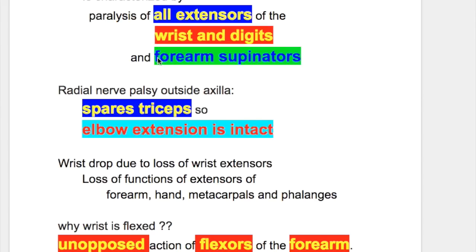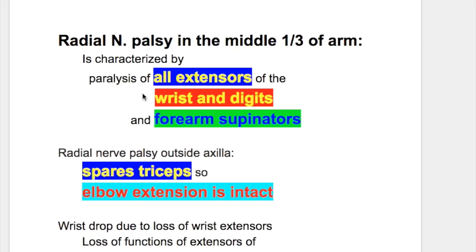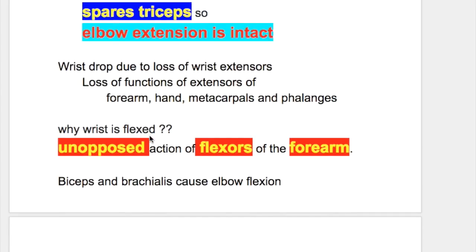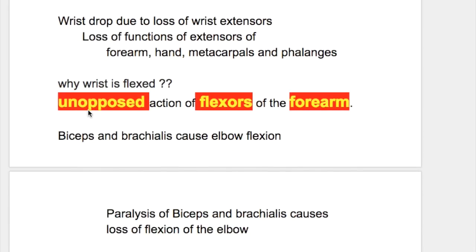A radial nerve palsy inside axilla causes inability to extend the elbow, but in a palsy outside the axilla, elbow extension is intact. Wrist drop is due to loss of wrist extensors, loss of functions of extensors of forearm, hand, metacarpals and phalanges. Why is the wrist flexed? Wrist is flexed because of unopposed action of flexors of the forearm.